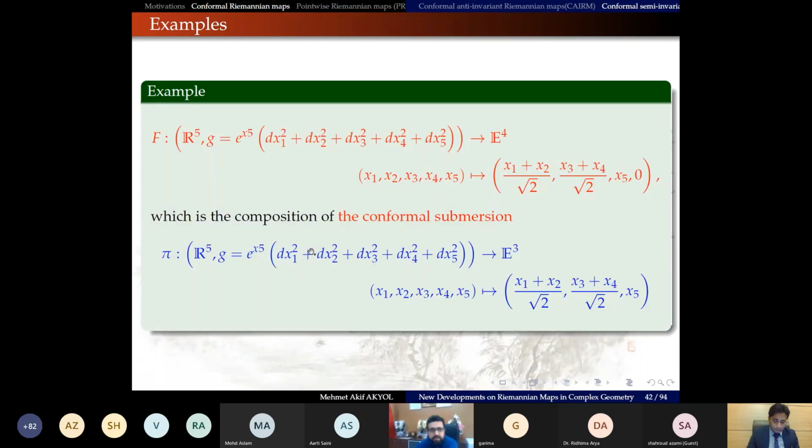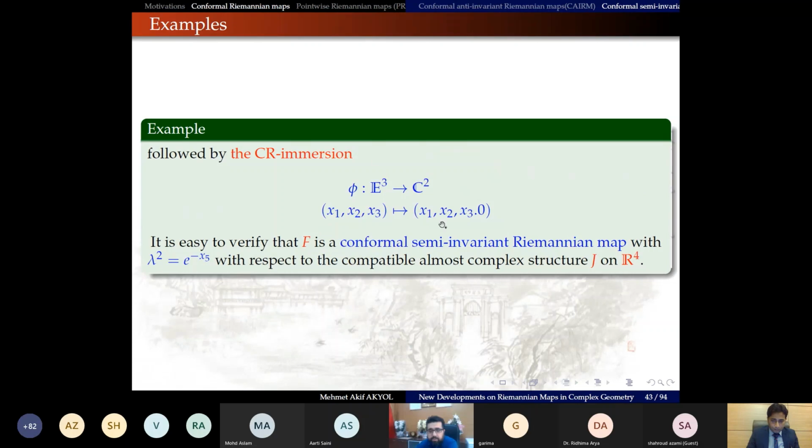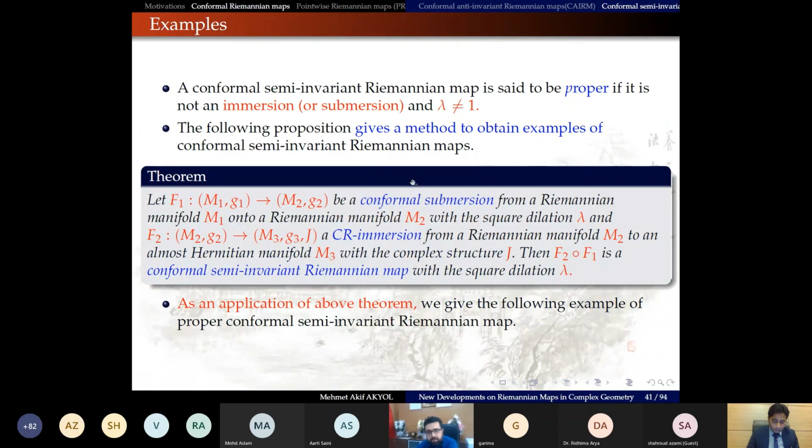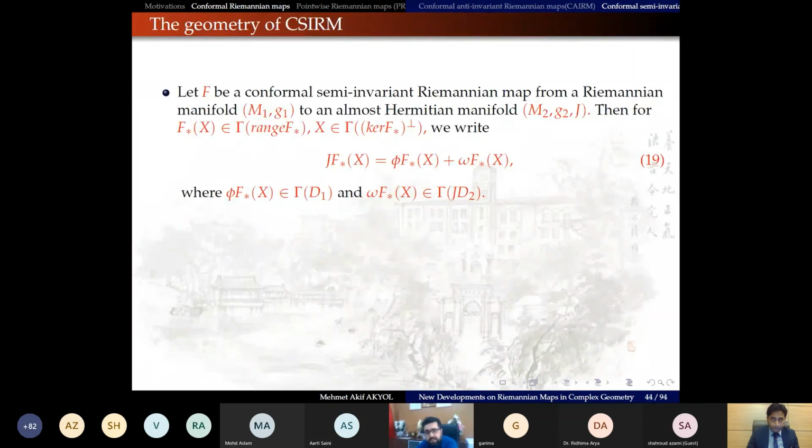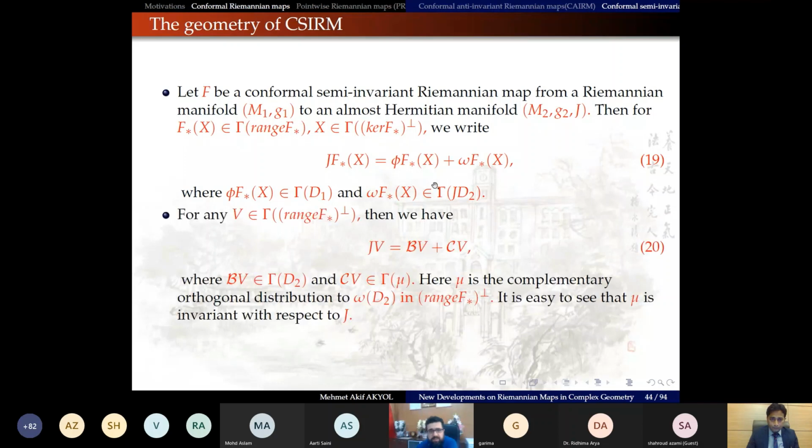So we are going to give an example for this. This is a conformal submersion. This is a CR immersion. So the composition of them is a conformal semi-invariant Riemannian map. Because in Riemannian map theory, sometimes it is hard to get examples, but this theorem gives us a method to obtain examples. We have the same geometry in the conformal semi-invariant Riemannian maps.